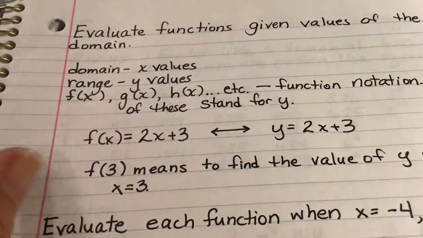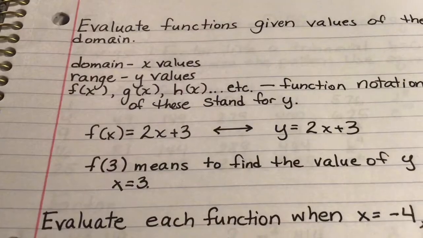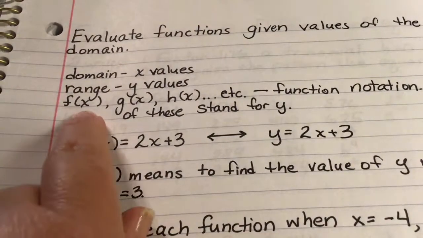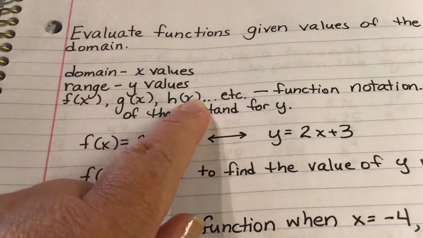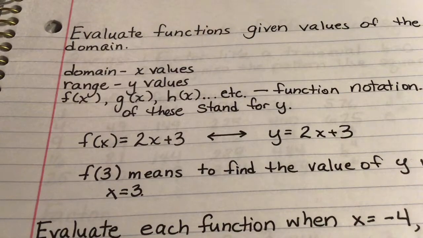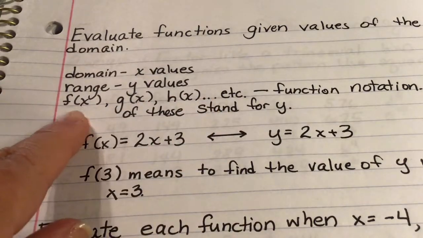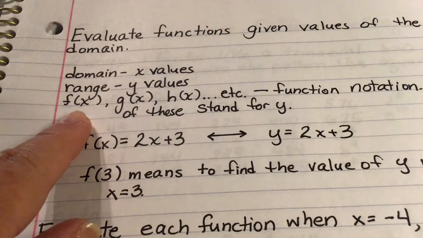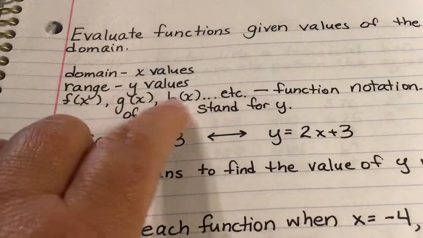Another thing I want to remind you, all of these stand for y. F of x, that's y. G of x, that's y. H of x, that's y. Now, I had a discussion with one of my classes one time about how can all of these be y? Well, there's more than one machine in the world, so there's more than one function in the world. So this is y, this is y, this is y.